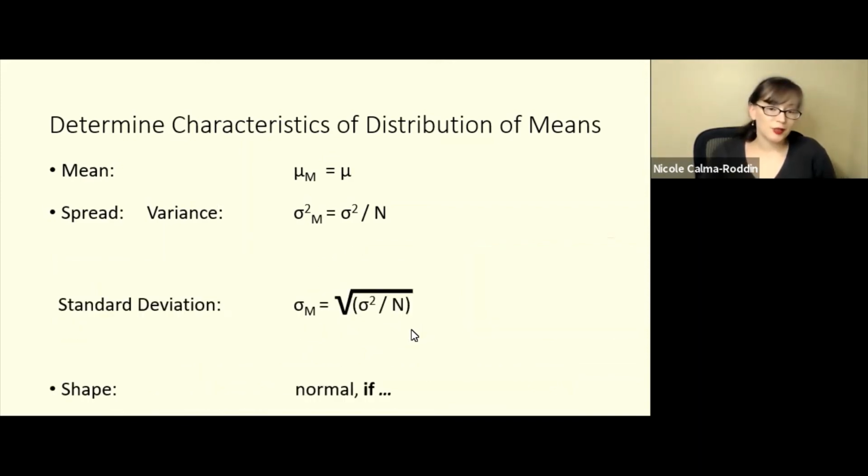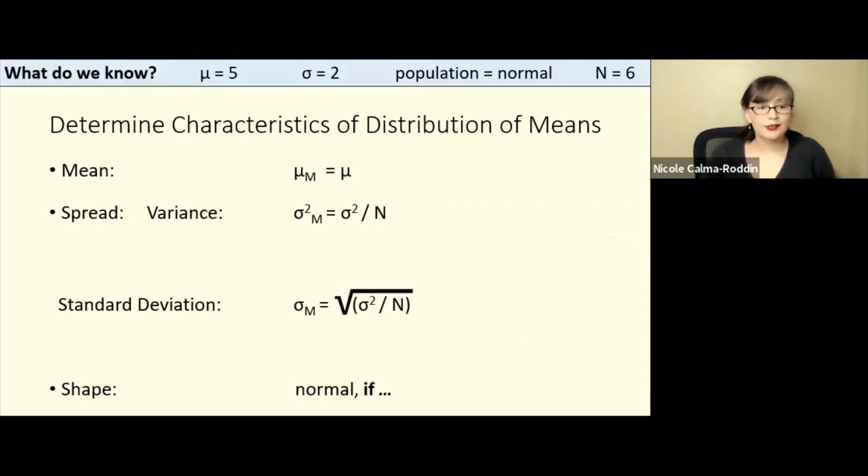So let's put this into practice here. Let's say that we find out that our population mean is 5, our population standard deviation is 2, and our population is normally distributed. And in this case, we have 6 individuals in our sample. So let's try this out here.